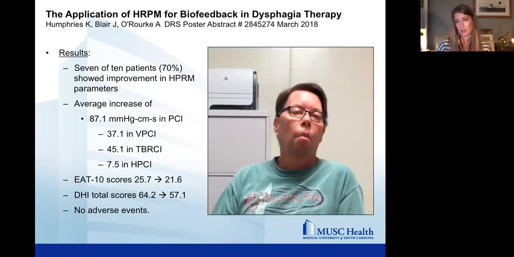And of those parameters, we saw an average increase of 87.1 millimeters of mercury for our pharyngeal contractile integral, 37 in velopharyngeal contractile integral, 45 in the tongue base or the mesopharyngeal contractile integral, and then 7.5 in the hypopharynx. Their EAT-10 scores improved, their DHI scores improved, so their quality of life was improving, and there were no adverse events. And we did look at other variables, but these are what we're reporting here.